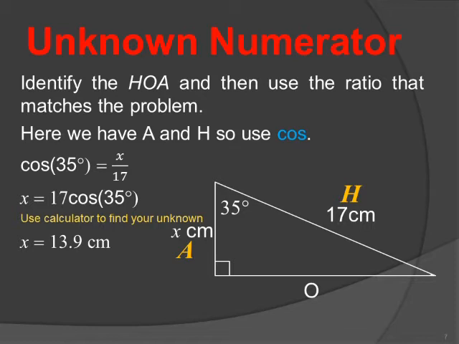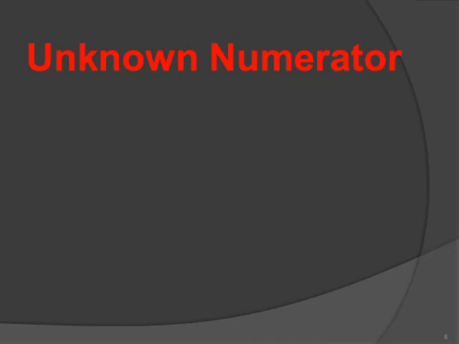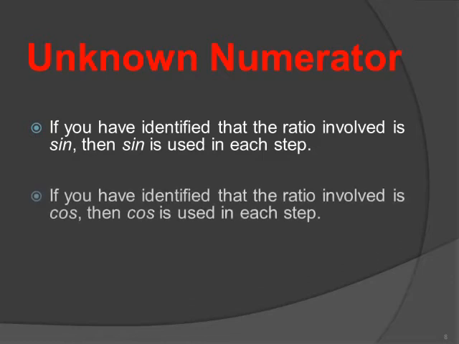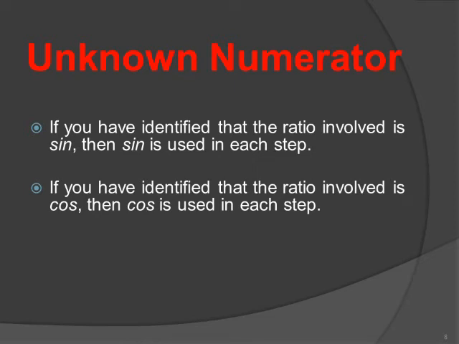It's important for you to go through the full 3 steps. Write down the ratio, start there, then manipulate it. So we get, in this case, x is 17 cos 35 degrees. Use the calculator, you're at the answer. So, let's go through unknown numerator. If you've got sine, then sine's used in each step. If you've got cos, then cos is used in each step. And if you've got tan, then tan is used in each step.